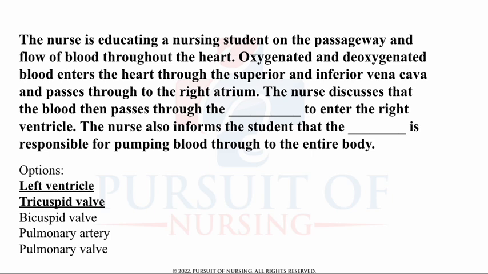Also, the left ventricle is the largest, most muscular chamber within the heart. So it is going to receive the oxygenated blood from the lungs, and the left ventricle is going to be responsible for pumping the blood out through to the entire body.